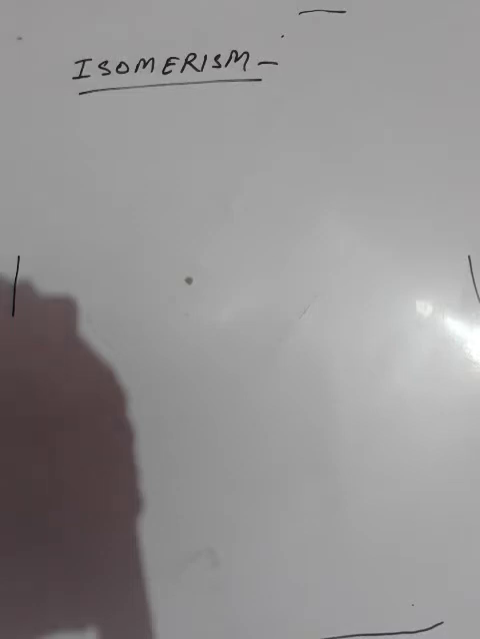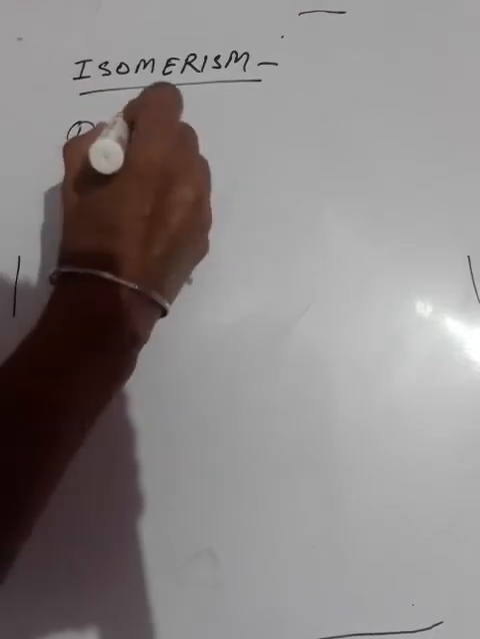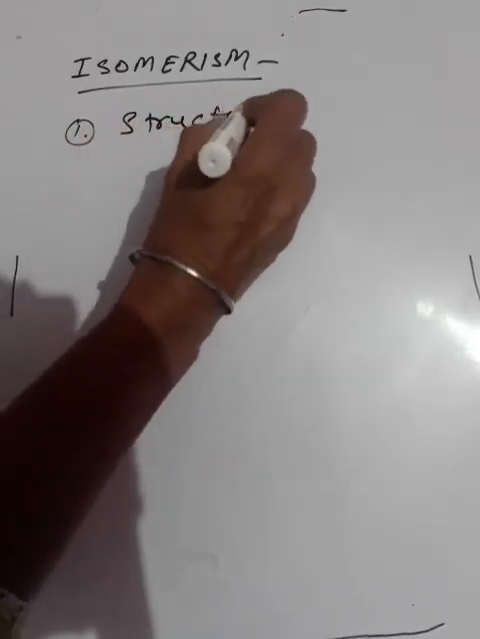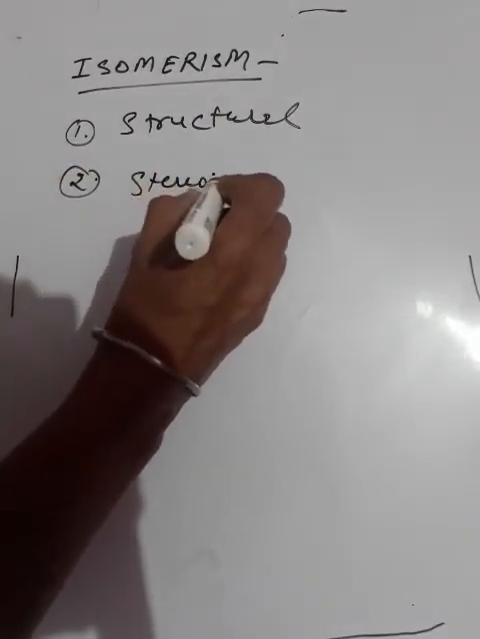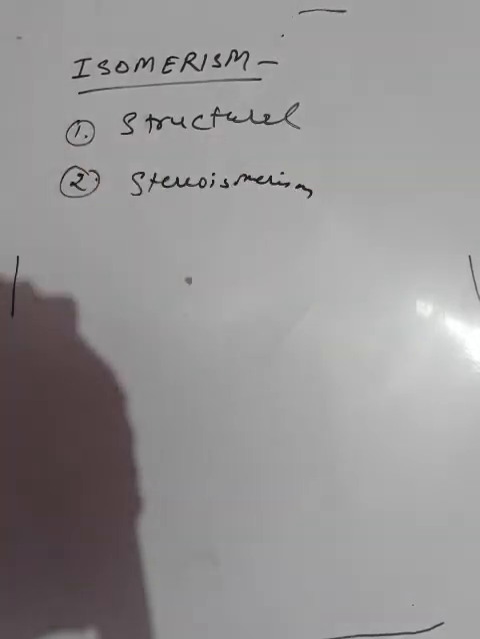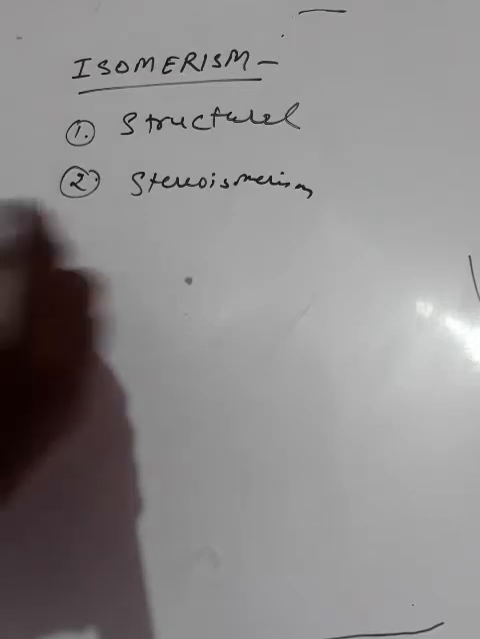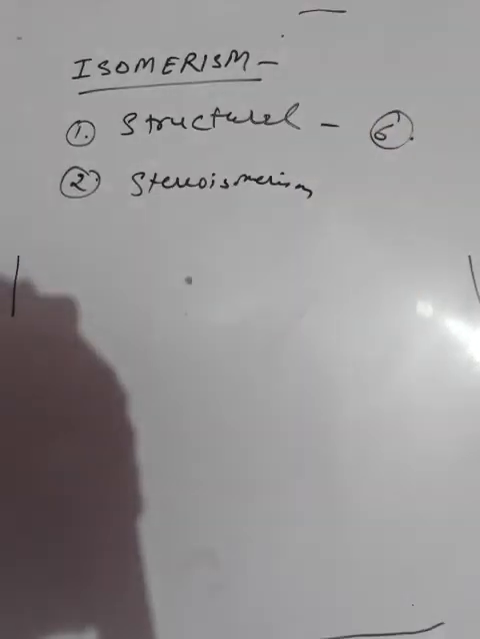When we talk about coordination compounds, they show two types of isomerism, just similar to other compounds. The first one is structural isomerism and the other one is stereoisomerism. Now structural isomerism is of 6 types. Now we will discuss it in detail.